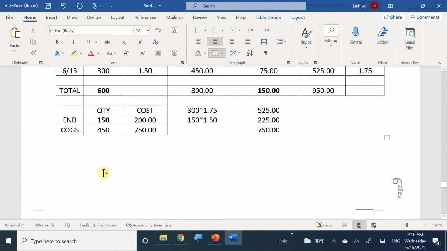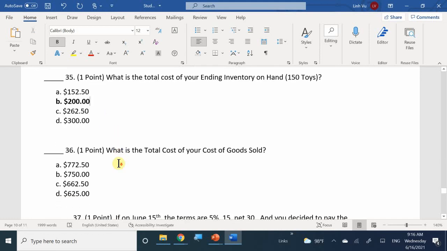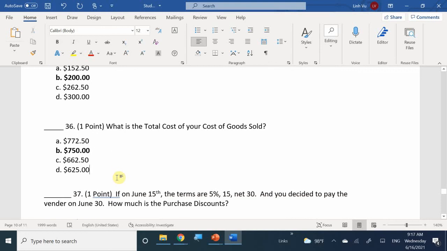So now let's answer the question. What was the total cost of my ending inventory? Should be B. The 200. B. Okay, and then the last question is, what is the total cost of your cost of goods sold? 750. Okay, and that is it.